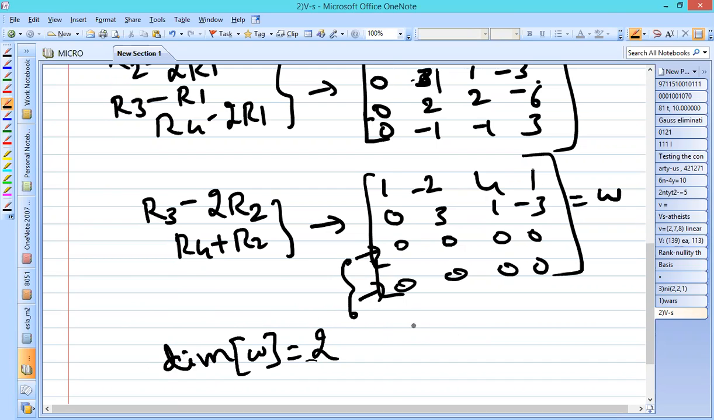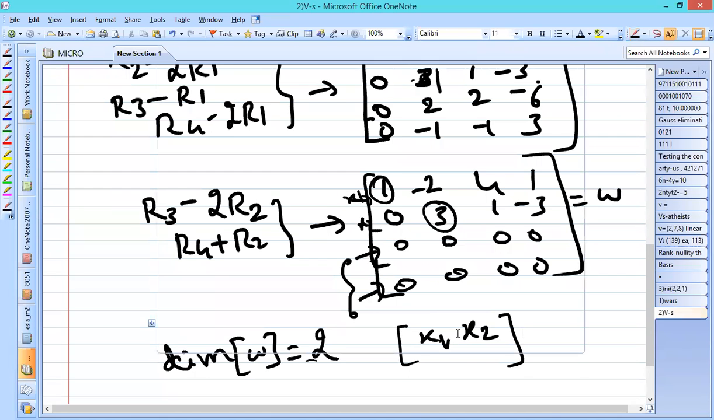And which elements form a basis? Pivots are present in row 1 and row 2. So the elements x1 and x2 are going to form a basis for the subspace W.